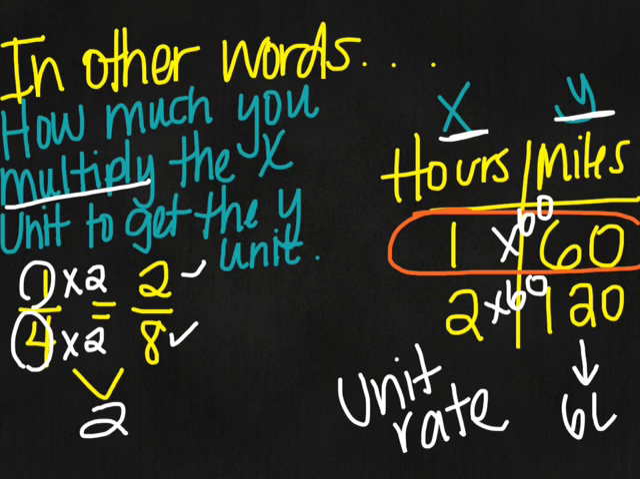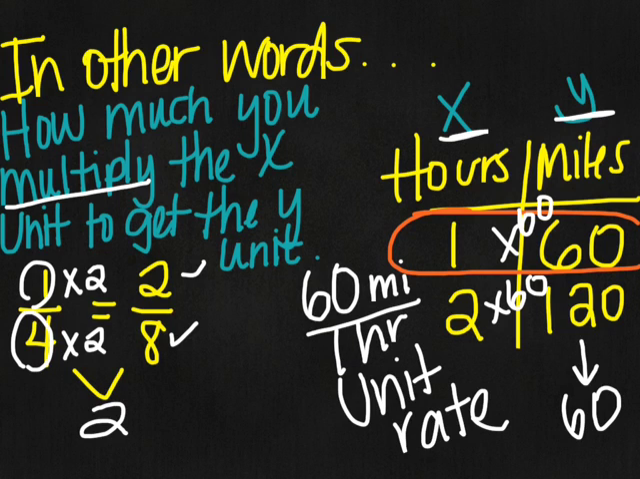If I were to continue this table and do 3 hours, 4 hours, and 5 hours, I would always be multiplying this first number, this x number, the hours, by 60, and it would always give me the y, or the miles. Okay? And that's the exact same thing as the unit rate. If you look, the unit rate would be written like this: 60 miles in 1 hour.